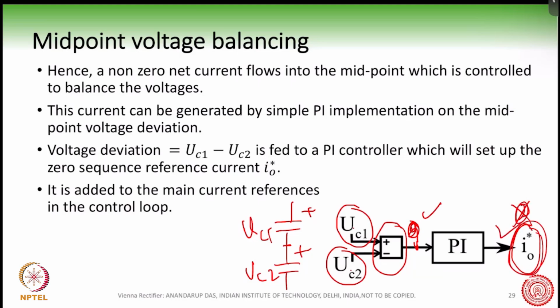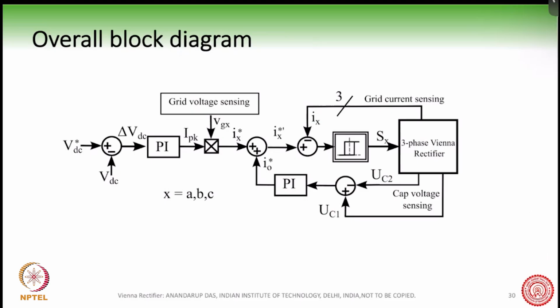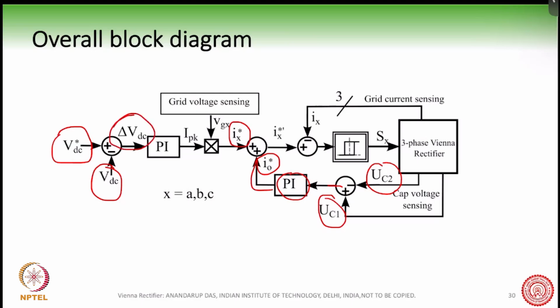This voltage deviation, UC1 minus UC2, is fed to a PI controller, which will set up this reference current I0 star. This will be added to the main control loop. So how does this look? You see here UC1 and UC2, and this goes to the PI controller, and this generates the I0 star. And how do we get the actual currents IA star, IB star, IC star? In order to do that, we first get the DC link voltages, and if there is any error in the DC link voltages, that sets up the magnitude of the current needed.